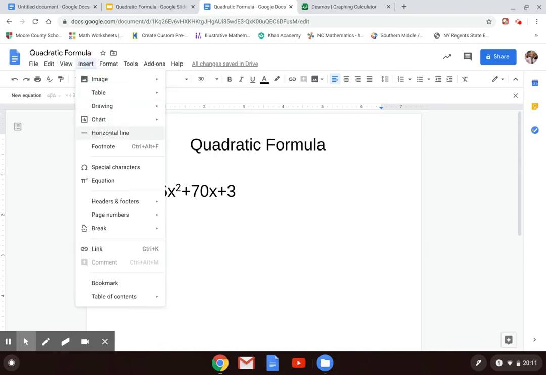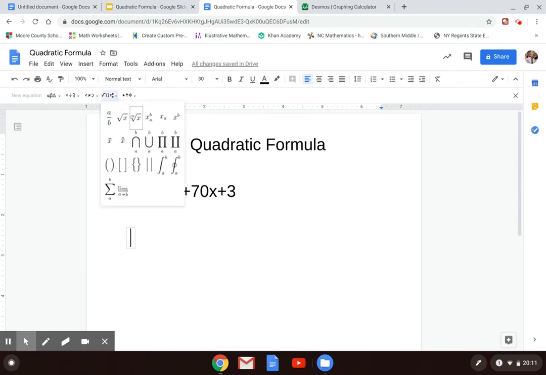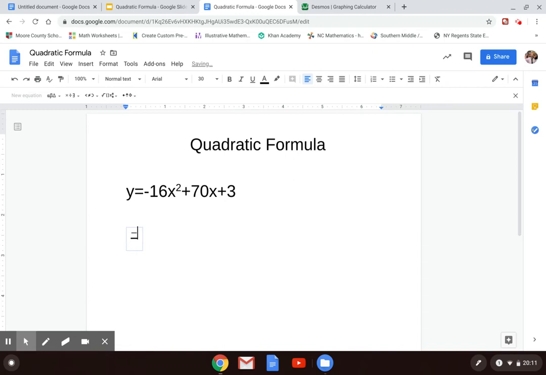So here's what I want you to write on your paper. It's going to be negative b, and then we have our plus or minus symbol, and then we're going to write the square root of b squared, or b raised to the second power, minus 4ac, and all of that's going to be divided by 2a. So negative b plus or minus the square root of b squared minus 4ac, over 2a.